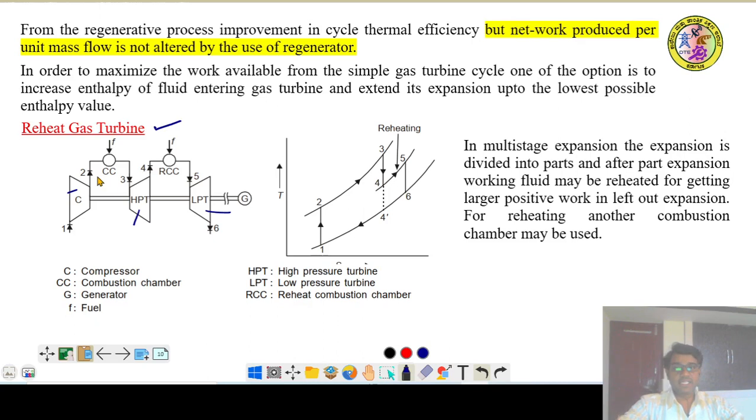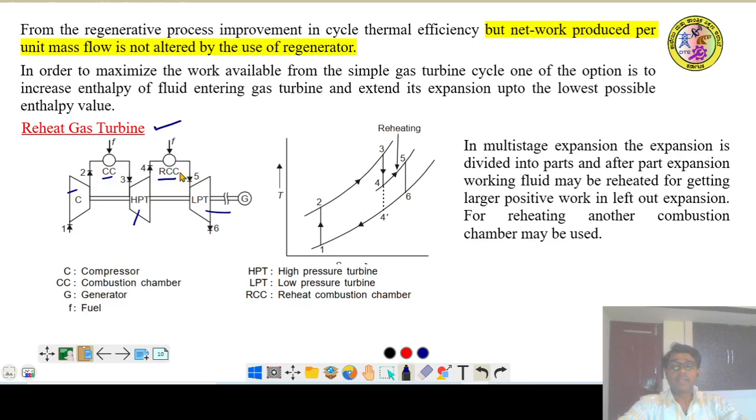But in this reheat gas turbine, we are not going to expand in one stretch. We do a part expansion using the high pressure turbine, because in the first stage there will be high pressure and high temperature. After expanding in the high pressure turbine, the pressure and temperature are reduced, so in between the high pressure turbine and low pressure turbine, I am going to further reheat it using one more combustion chamber.